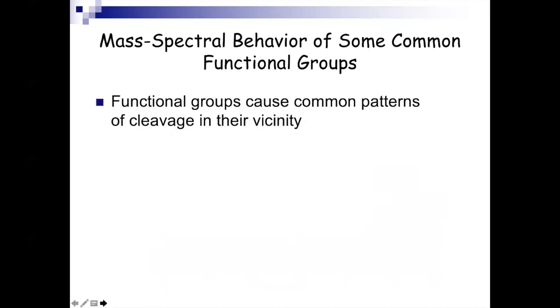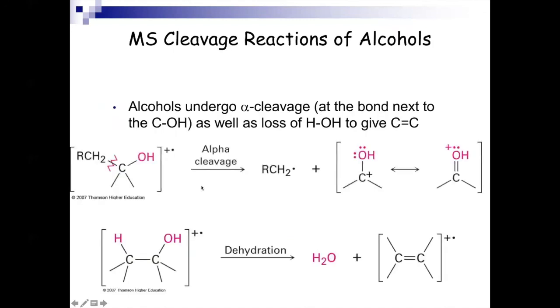So I just wanted to quickly give you a little bit of insight into some functional groups that we can also see patterns happening in our mass spectrometry. So if we look at alcohols, we often have alpha cleavage, which means that the carbon that has our OH on it, that bond in between that carbon and the alpha carbon. So if this is the carbon on the alcohol, this would be the alpha carbon. And so it cleaves right there.